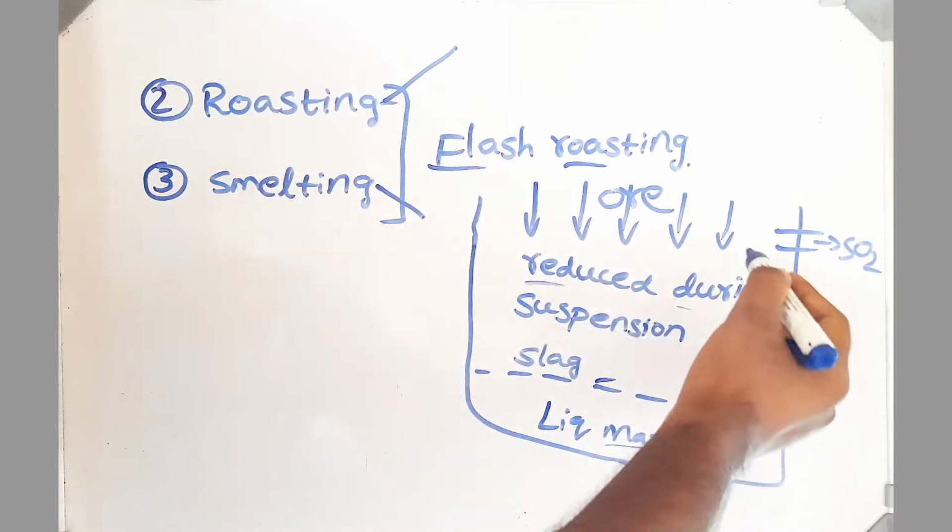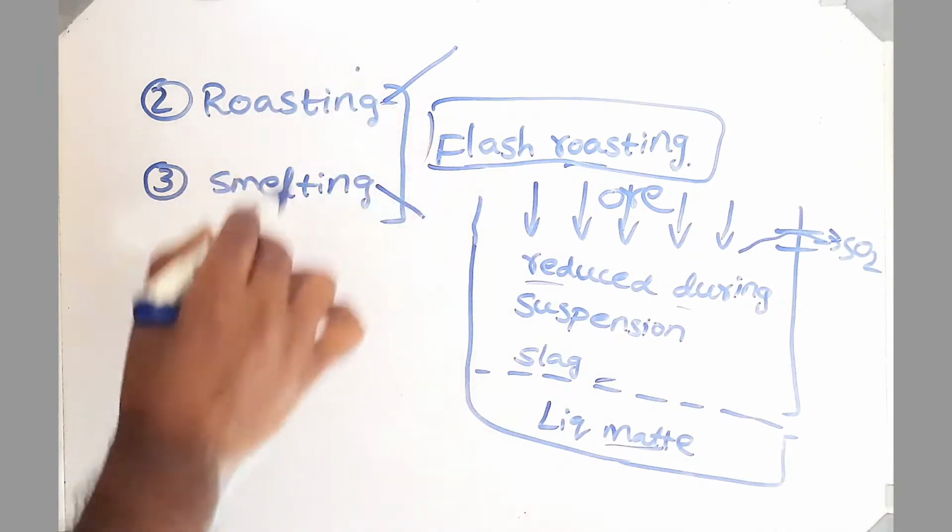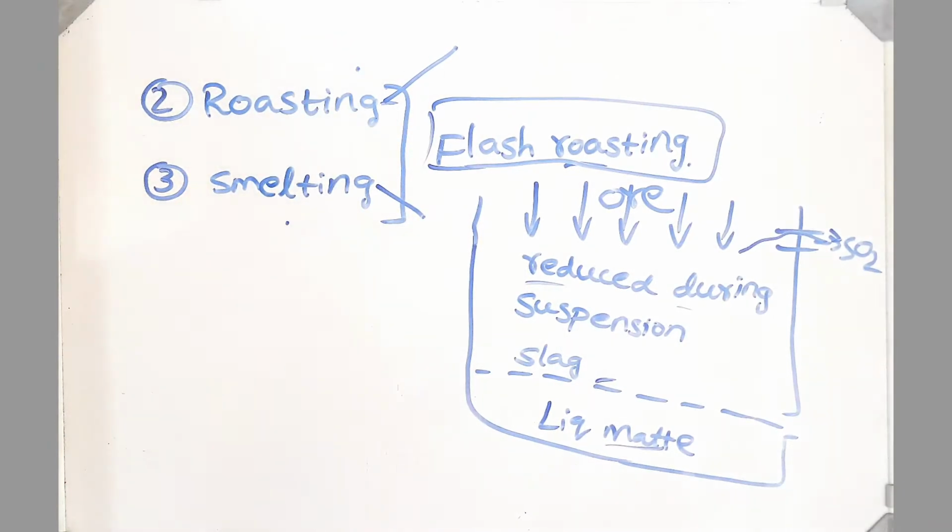Another economical advantage is the generation of complete sulfur dioxide, which can be sent to the sulfur dioxide plant. So this is more economical. So the new plants which are coming up are trying to set up flash roasting instead of roasting and smelting as two separate steps.